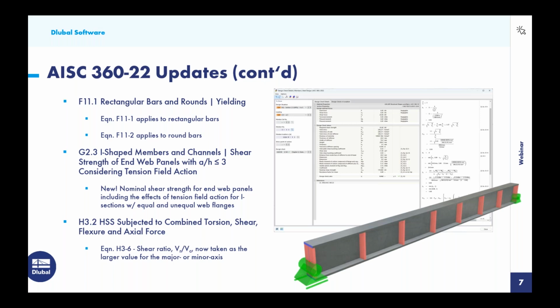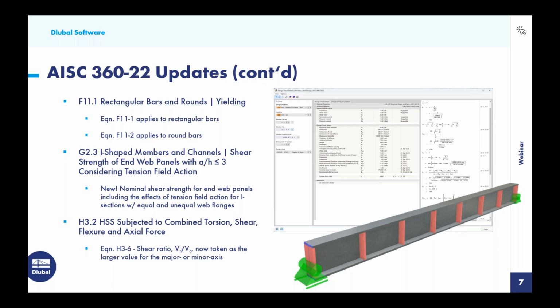Section G2.3, I-shaped members and channels. This is shear strength of end web panels with a over h less than or equal to 3, considering tension field action. So this is a completely new section within the 2022, and it's to calculate the nominal shear strength for end web panels, including the effects of tension field action for I sections with equal or unequal flanges.